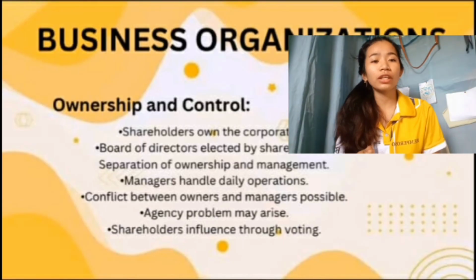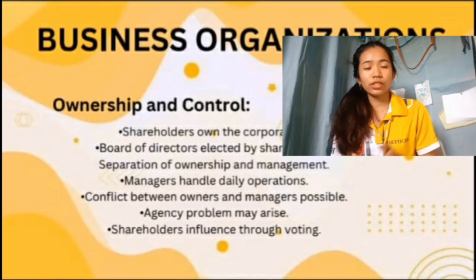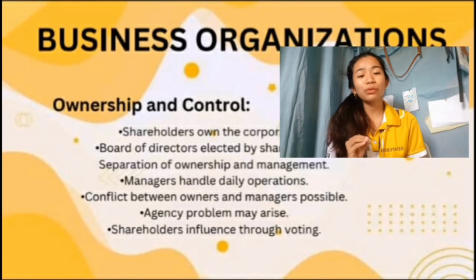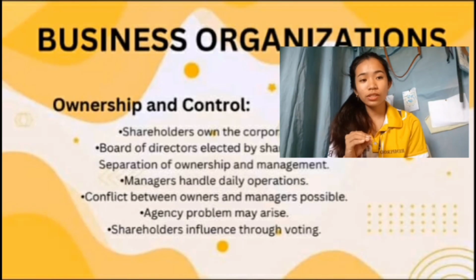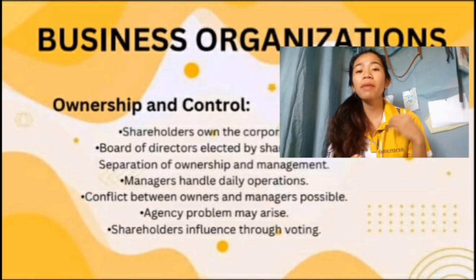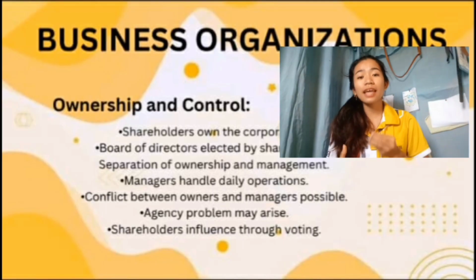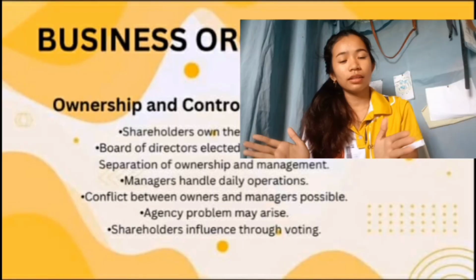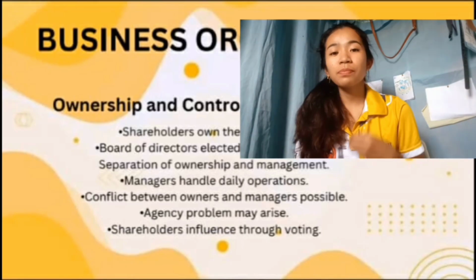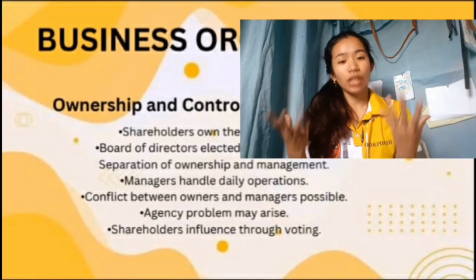There is a separation between ownership and management. First, managers handle daily operations. Sometimes a conflict may happen between the owners and the managers. This is called the agency problem, which happens when the managers make decisions that will benefit themselves instead of the shareholders. Lastly, shareholders still have influence through voting, especially when choosing directors or approving the company's changes.